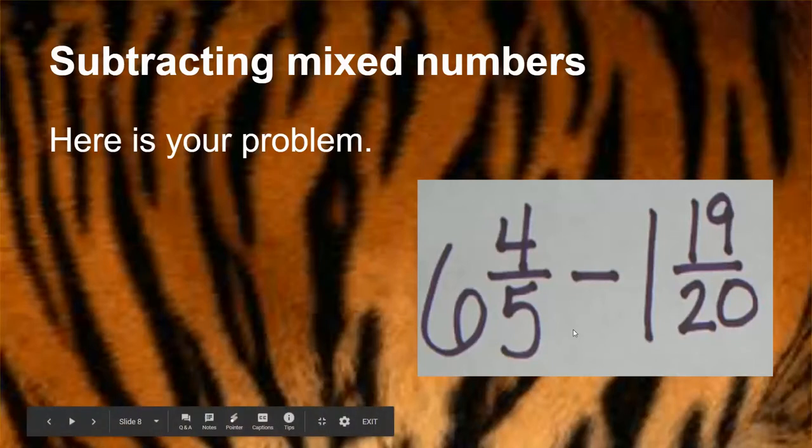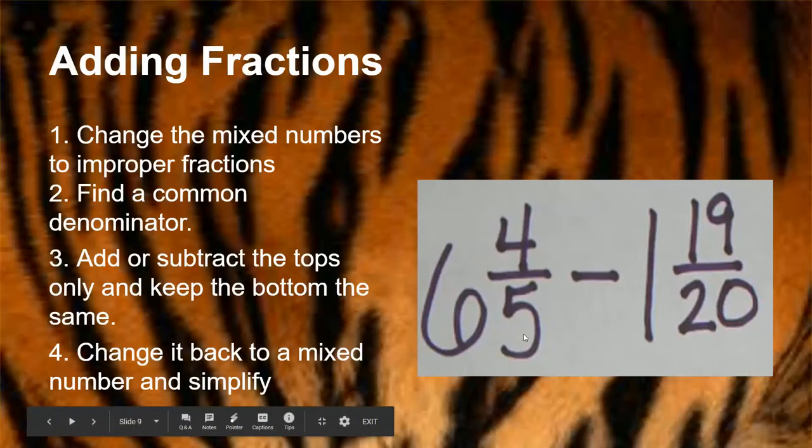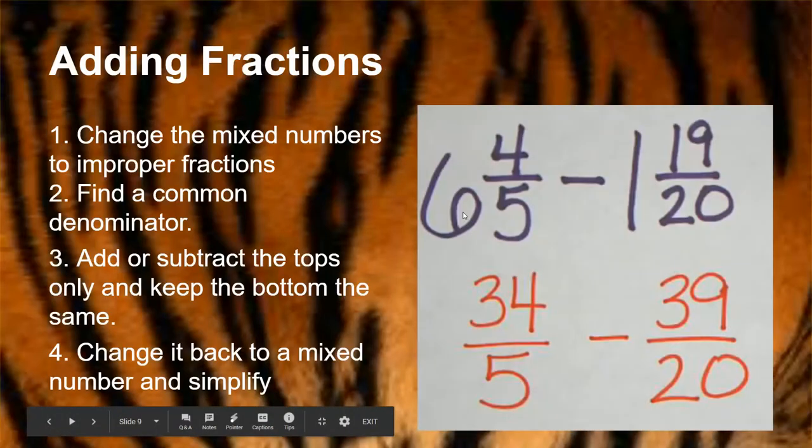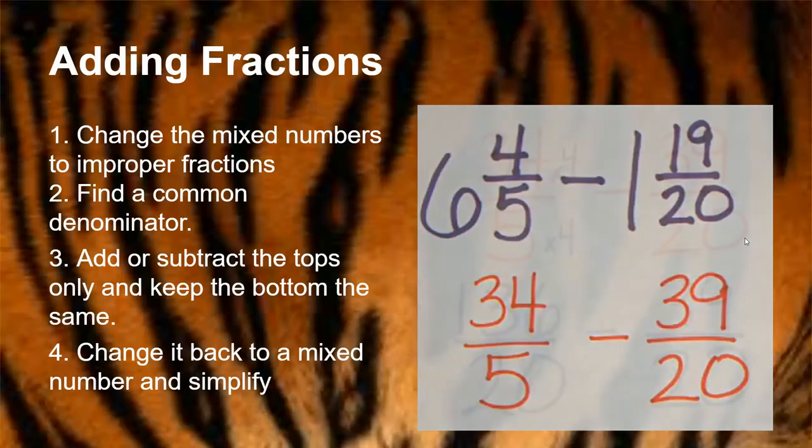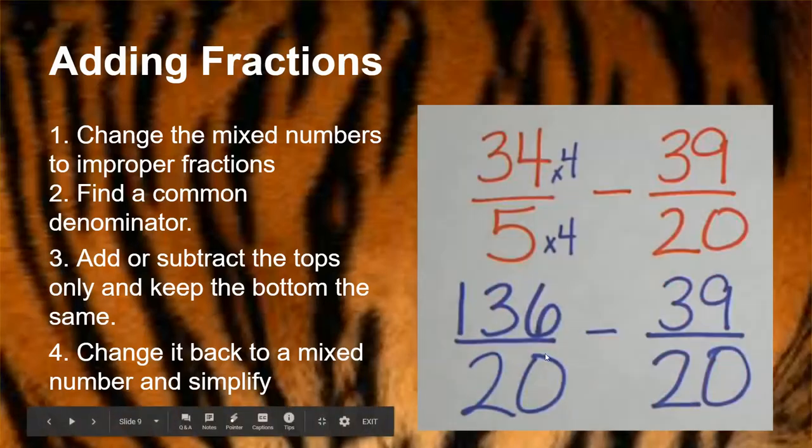We're going to change both of these fractions into improper fractions. So this first one is going to become 5 times 6 plus 4 is 34 over 5. The second one is going to be 20 plus 19 is 39 over 20. So I'm going to subtract these two. Find a common denominator. That common denominator is 20. The top has to be multiplied by 4 because the bottom is multiplied by 4.